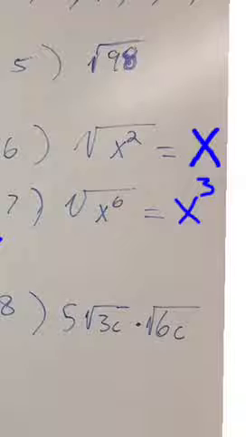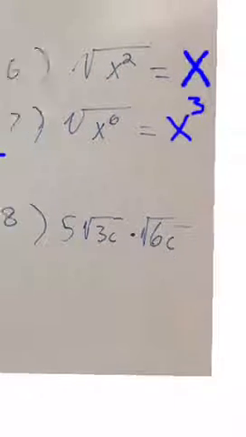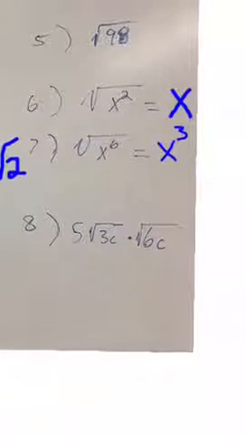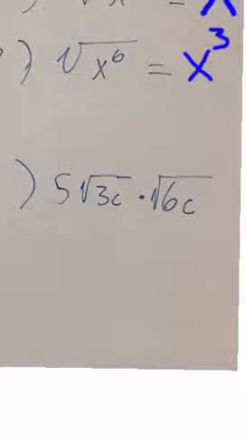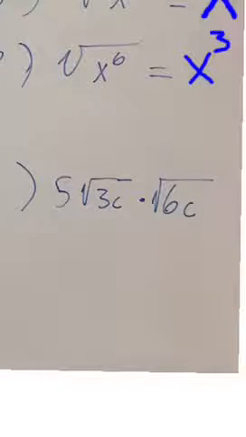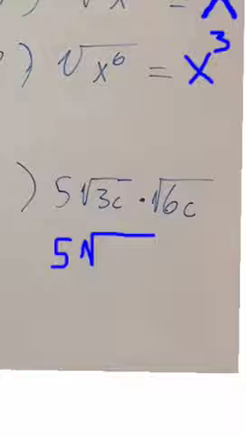Number 8 is a little bit more tricky. We have to multiply this out. And when you're multiplying, we go straight for it, right? So we've got the 5 out here, and you want to do the square root of 3c times the square root of 6c. So we have to do 3 times 6, which is 18. And then c times c, which is c squared, right?